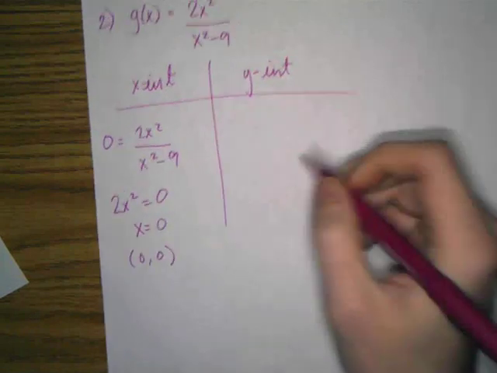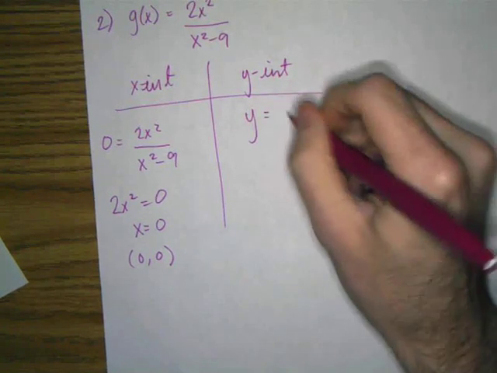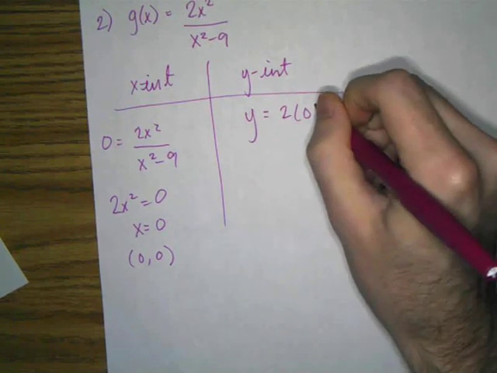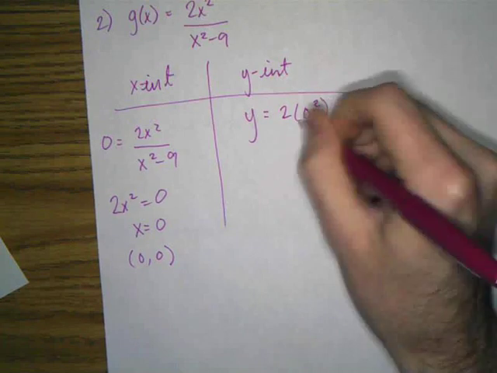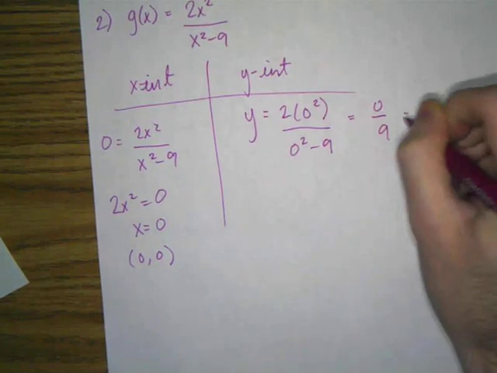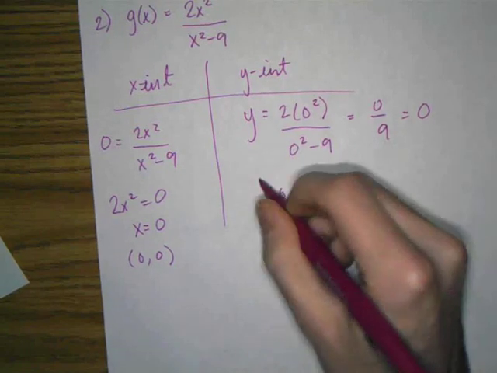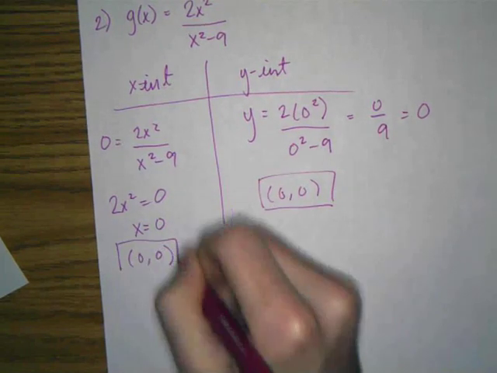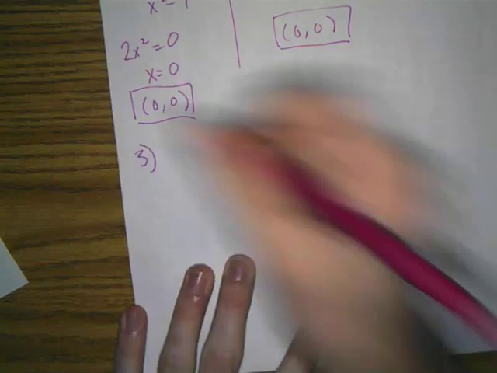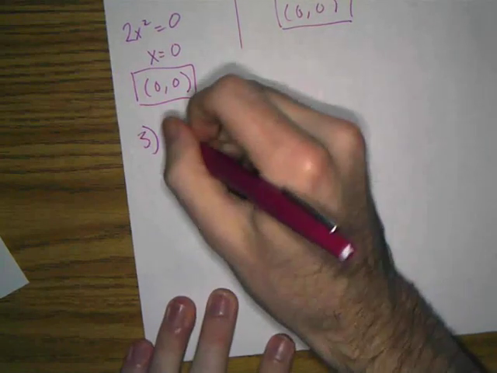To find our y-intercept, we keep y and set x equal to 0 this time. So I get y is equal to 2 times 0 squared over 0 squared minus 9, which is equal to 0 over 9, which is equal to 0. So our y-intercept is also (0, 0). Okay, there are our x and y-intercepts. Pause this video if you need to take a minute to let it sink in, or if you need to copy something down a second time.